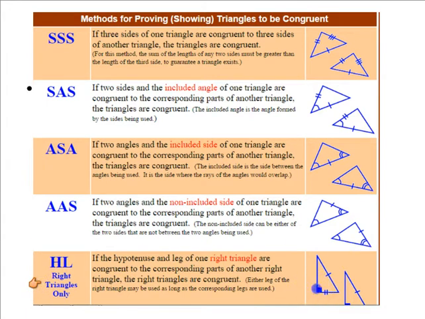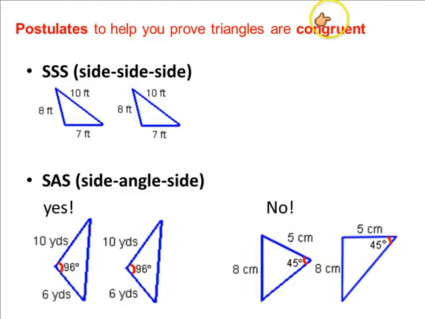You have to have a right angle in your triangles to use this one. So the hypotenuse leg we can only use with right triangles. If we can prove that the hypotenuses are congruent and the corresponding legs are congruent, then we can prove that the 2 triangles are congruent. The only one that has just 2 pieces is the hypotenuse leg, and we can only use that with right triangles. So let's talk about these more in depth now.